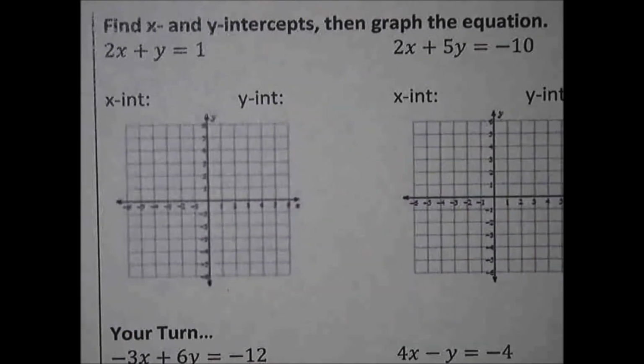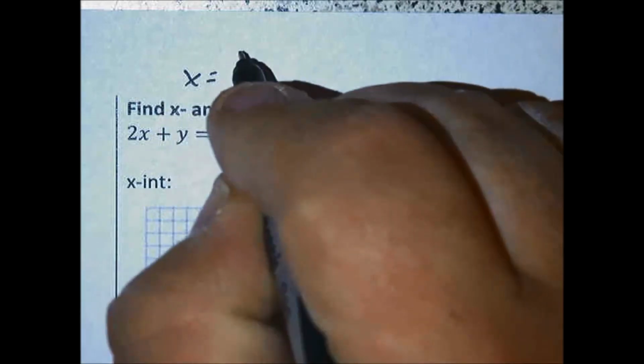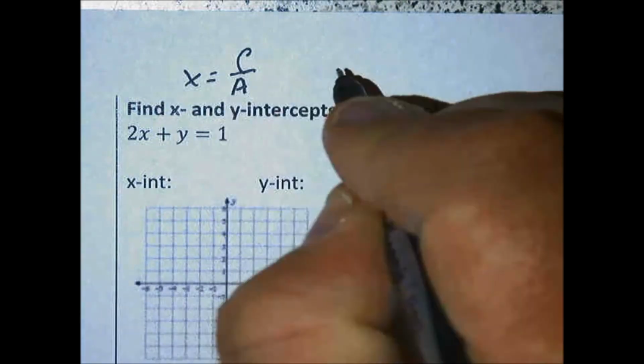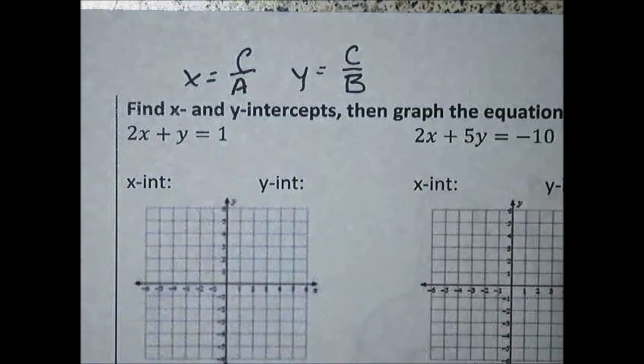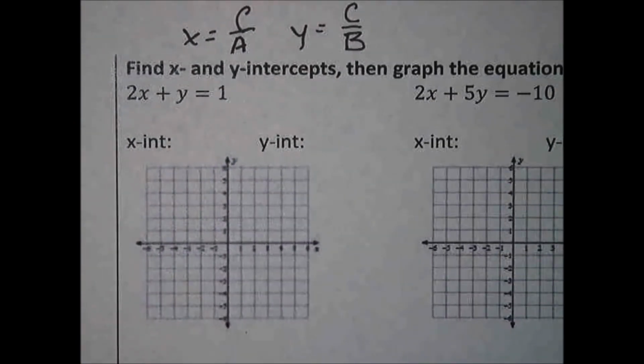All right, so here we have x and y intercepts. I'm just going to write it up top so that I have it. I'm going to say x equals C over A and y equals C over B, so I don't have to keep rewriting that on every problem. I just want to refer to that.